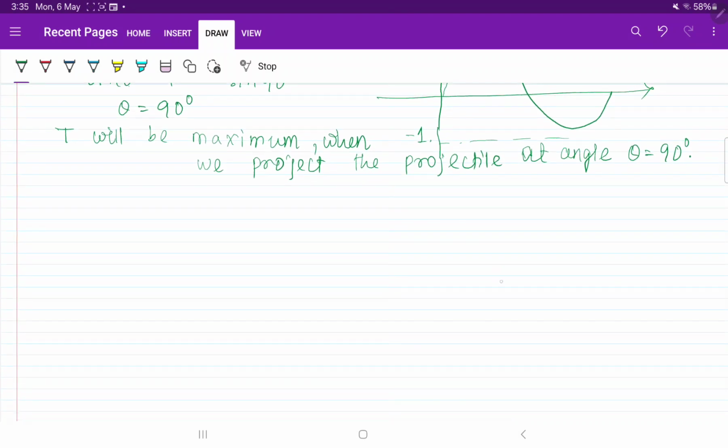It is quite obvious when you take a chalk and just throw it upward making an angle 90 degree with the horizontal, then the trajectory will go upward and it will reverse its path. So basically the time will be maximum in this case, but when the angle is not 90 degree it will just cover the path, it will not reverse the path. So in case a projectile is projected at 90 degree, obviously the time will be maximum.